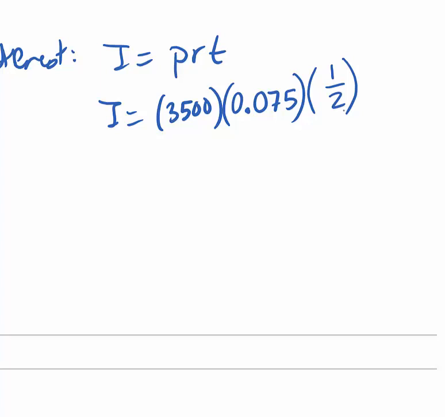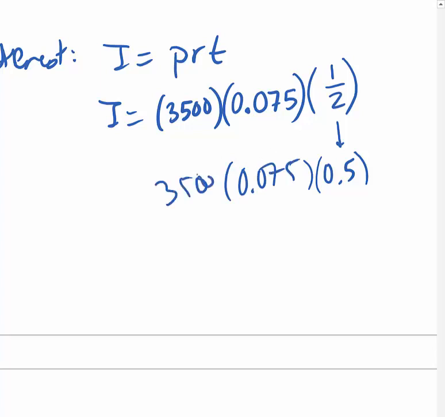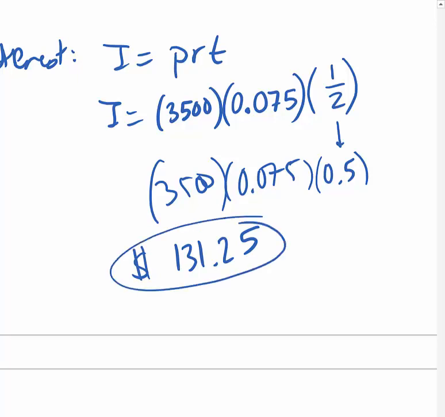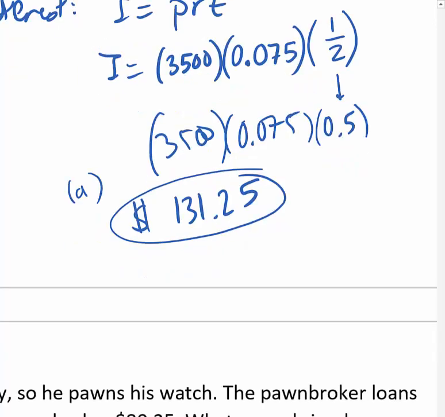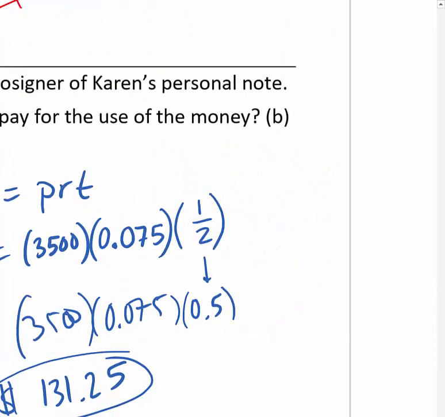And if you want, it could be easier to make this half a 0.5. 0.5 there, 0.075, but it should work either way. Let's try this. 3,500 times 0.075 times 0.5. That's 131.25. Okay, so she must have paid that much in interest. And that was part A. So I guess that sounds about right. That doesn't sound like an outlandish number.